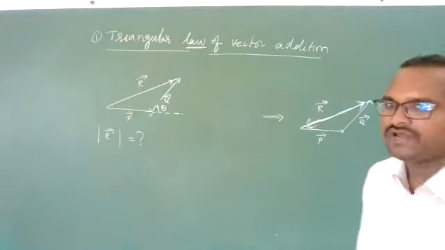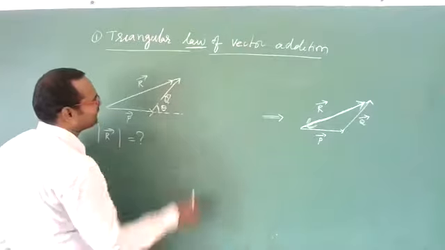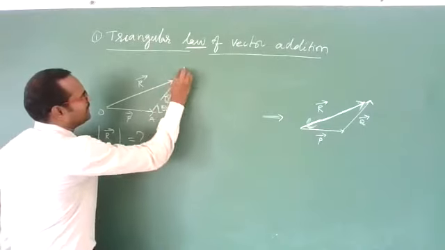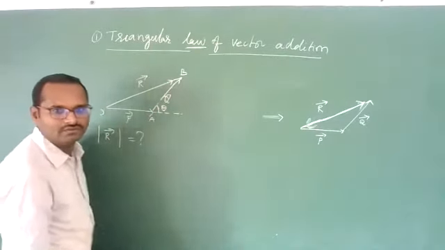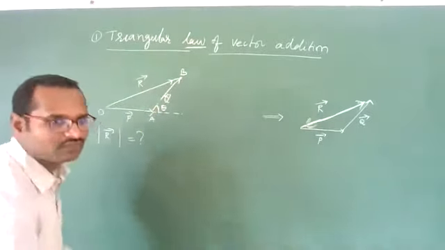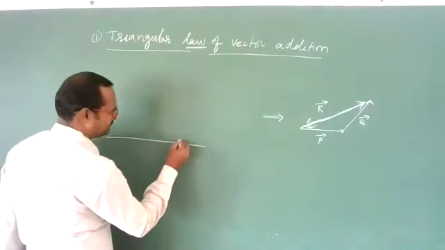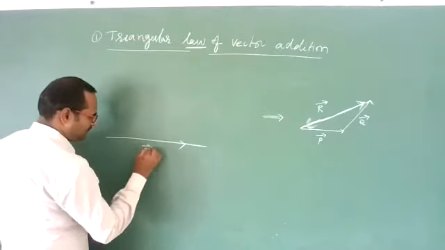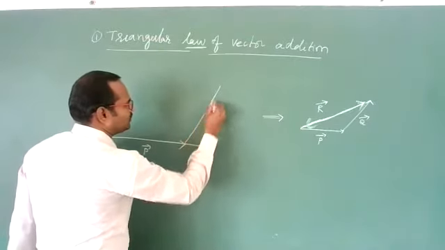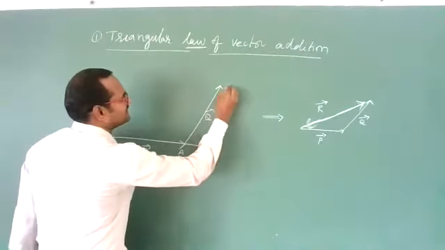To find this, students, let us construct one right angle triangle. From this point, let us give names. OAB is a triangle. I'll draw the diagram somewhat bigger so that you will understand. This is the first vector P bar, this is the second vector Q bar. OA is the first vector, AB is the second vector.